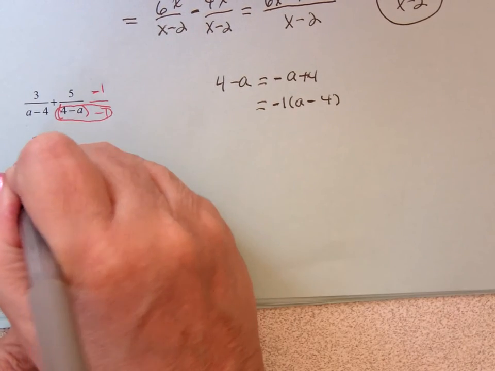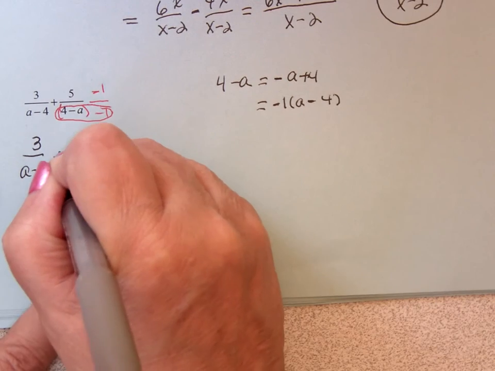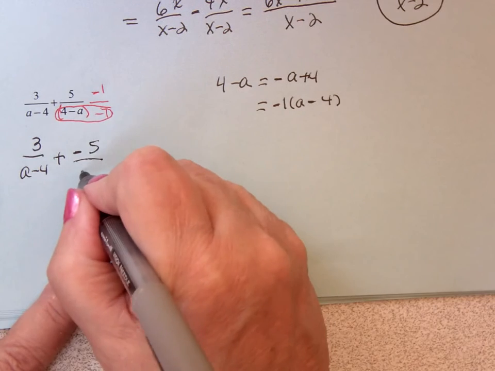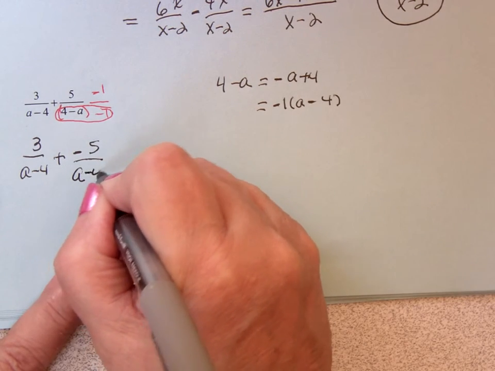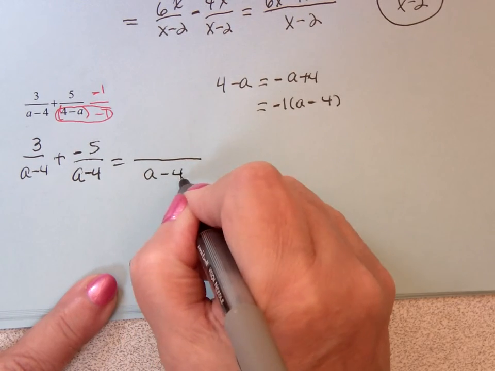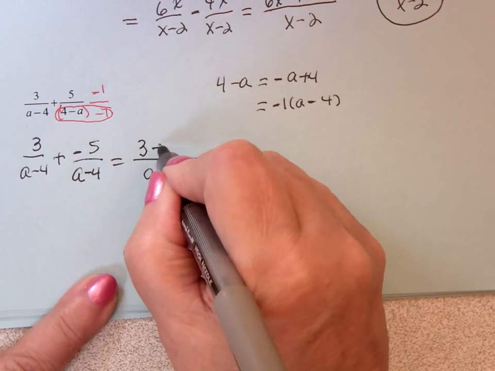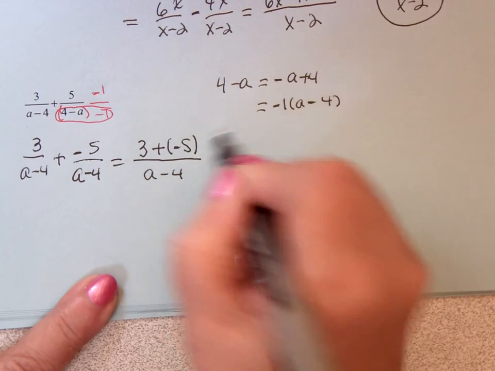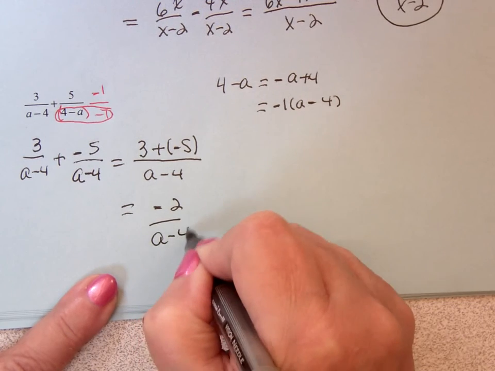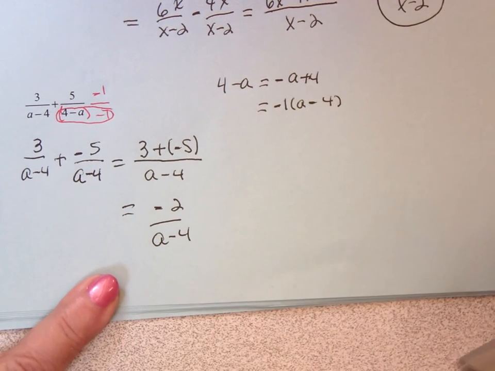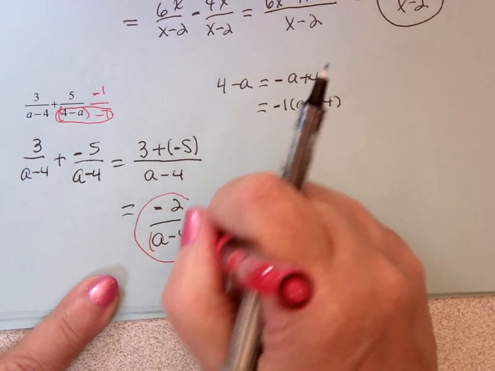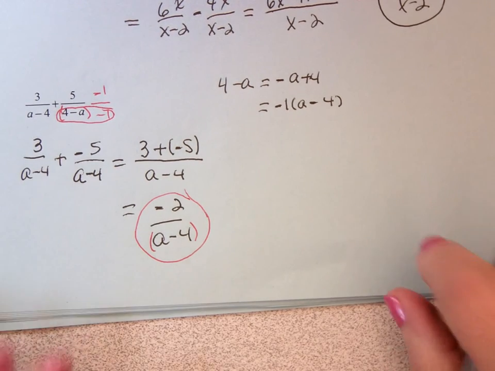So 3 over a minus 4 plus a negative 5, because I multiply both numerator and denominator, and this is now also a minus 4. So the denominators are the same. So I then combine the two numerators. It's a plus a negative 5, so it's going to be negative 2 over a minus 4. Now again, remember that because this is a grouping, you can't go in and reduce out. So your answer is negative 2 over a minus 4.